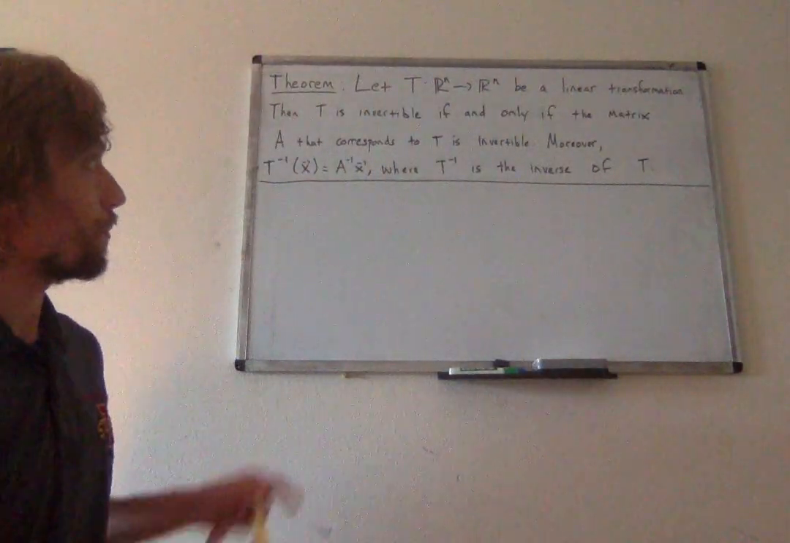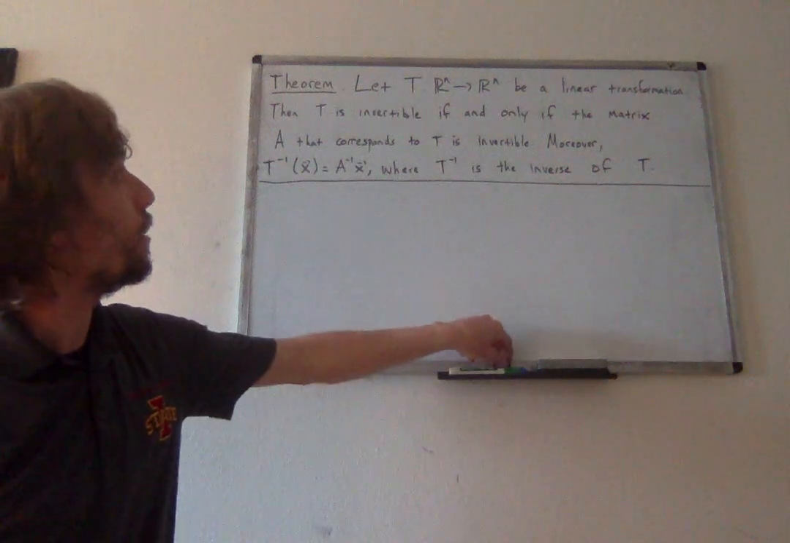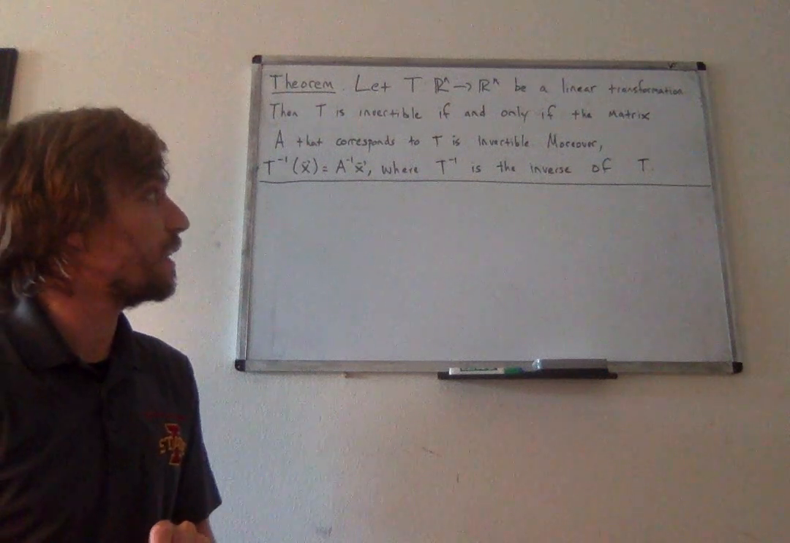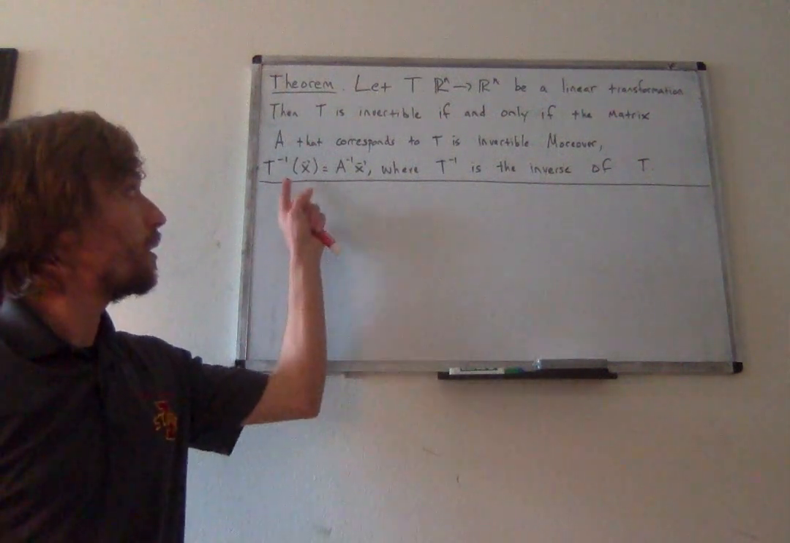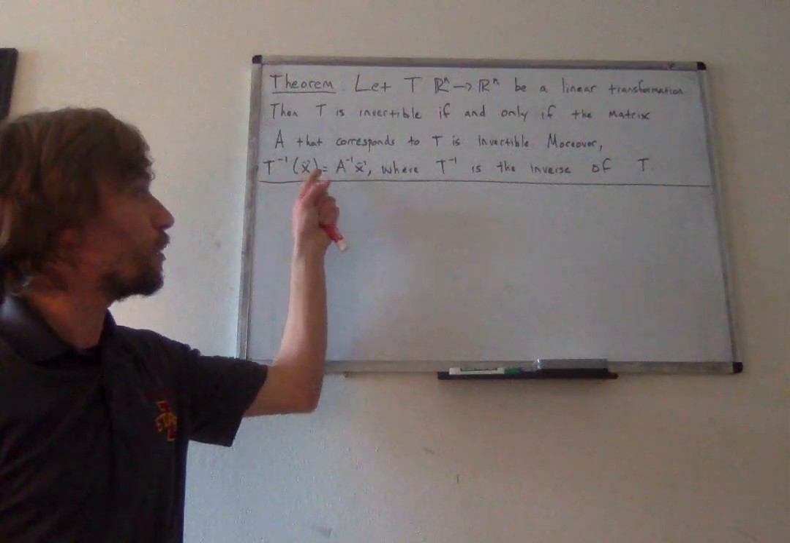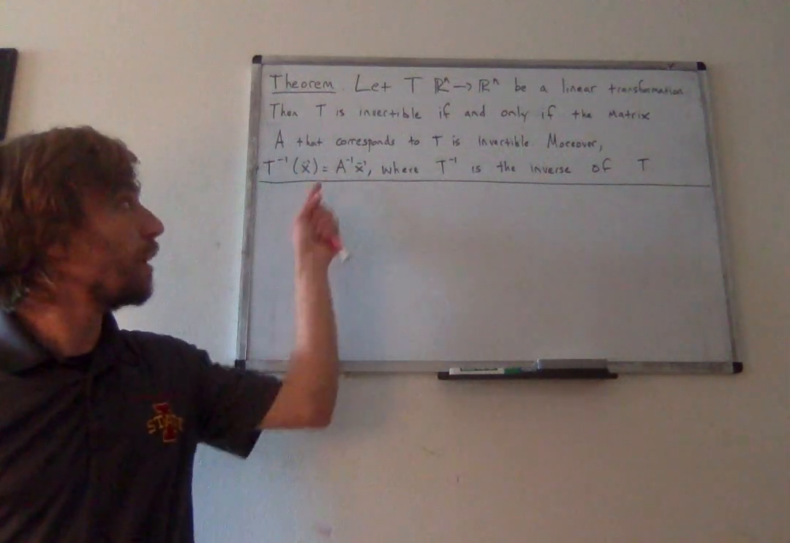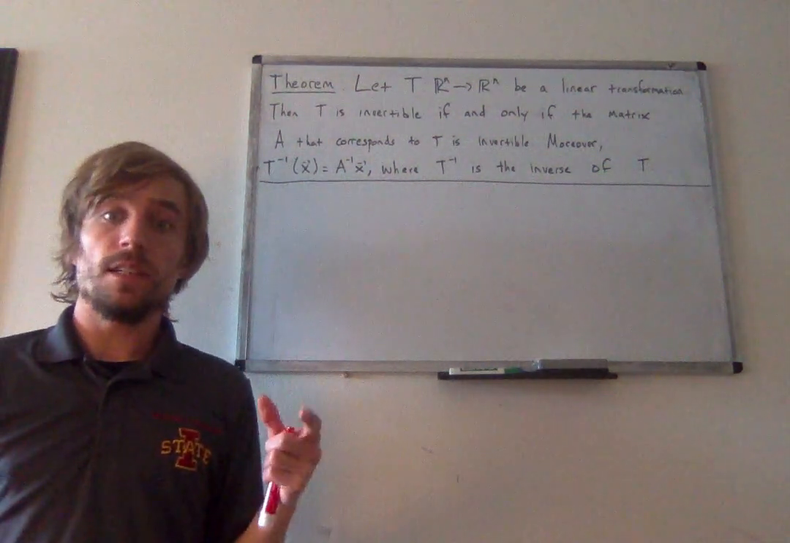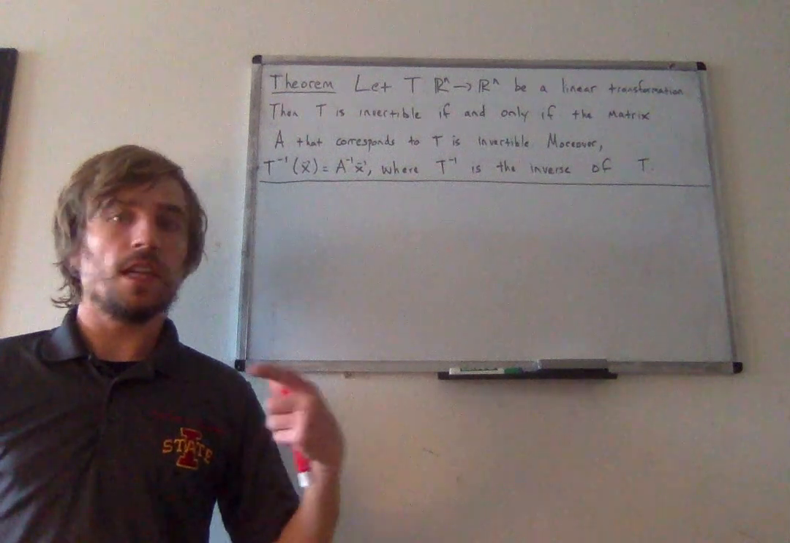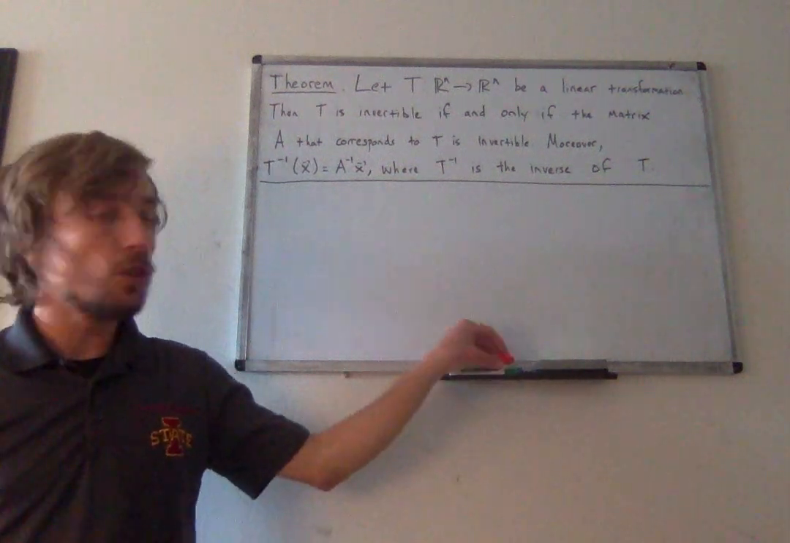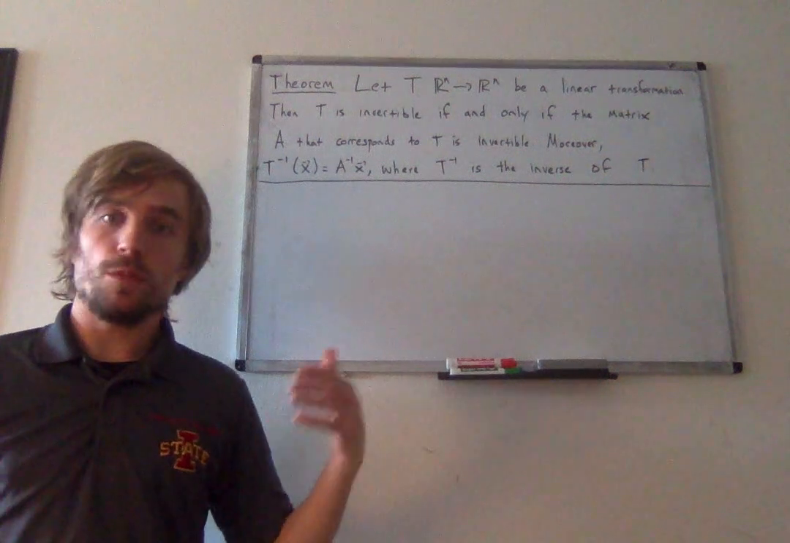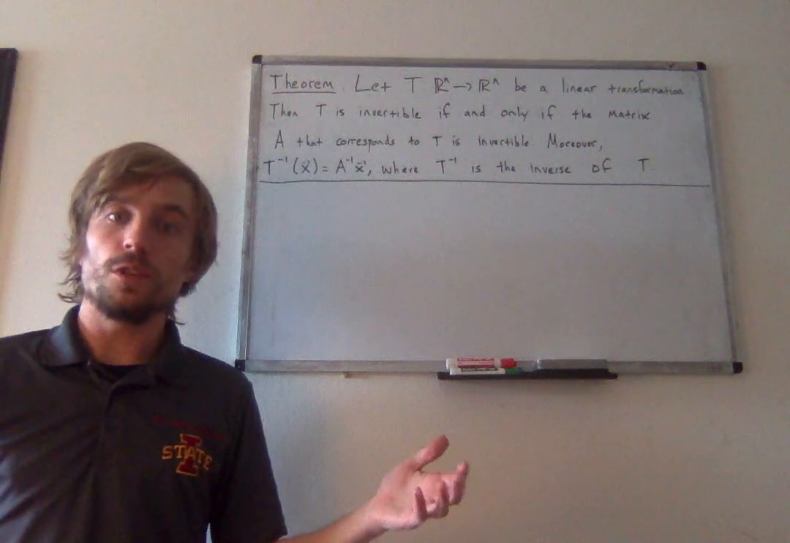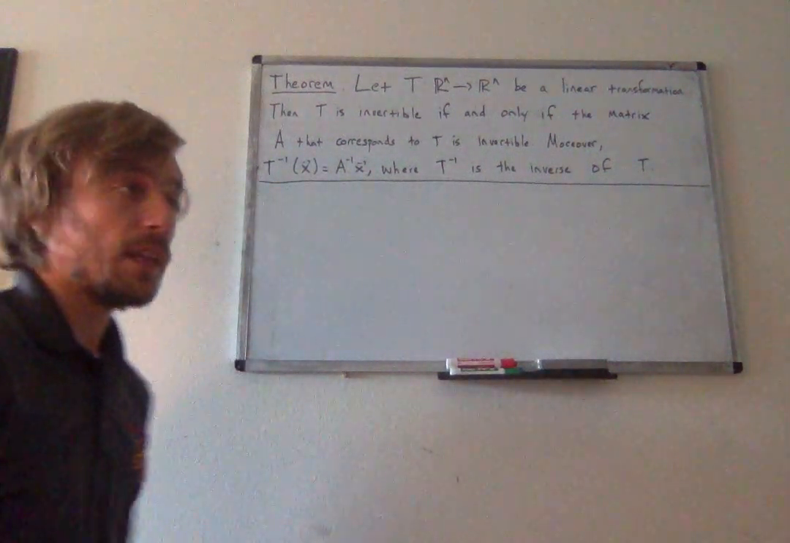All right, so let T from Rn to Rn be a linear transformation. Then T is invertible if and only if the matrix A that corresponds to T is itself invertible. And the unique inverse of T, T inverse of x, is just equal to A inverse times x, where T inverse is the inverse of T. So again, this says not only do we have this nice matrix inverse property, we can use the fact that every linear transformation corresponds to a matrix to describe exactly when a linear transformation is invertible. So that means we can solve a problem like this.